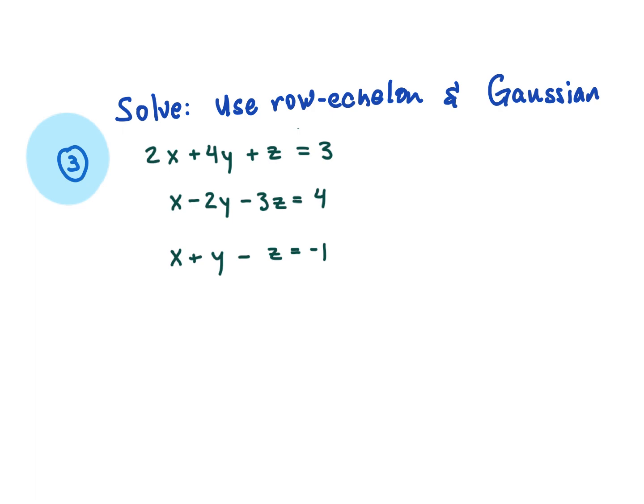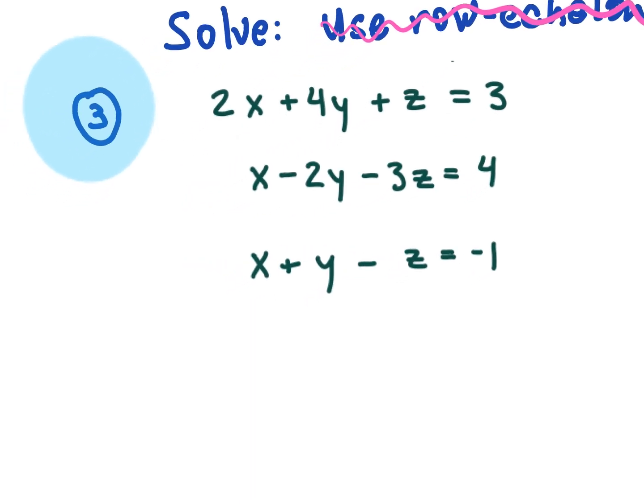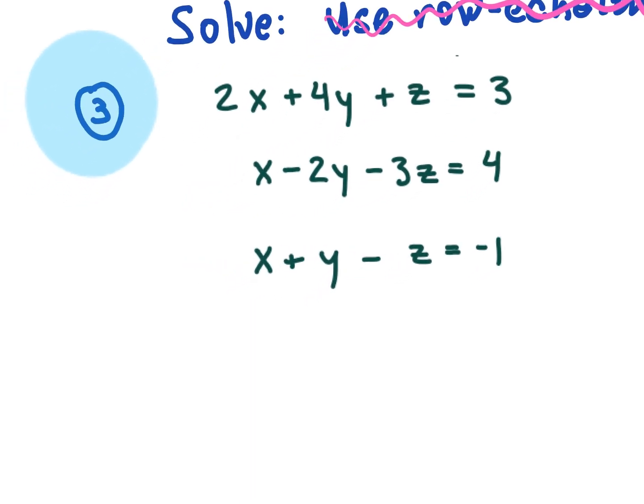So it says solve using row echelon and Gaussian elimination. That's just combining the two equations and then combining the other two equations. We're going to work it out here, but don't worry about the directions for this type of question. You're just combining them and solving. Row echelon is just the process that we're doing. For these types of questions, I'm going to start by labeling 1, 2, and 3.